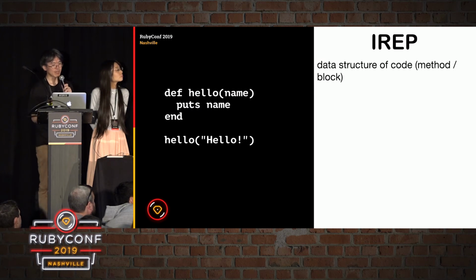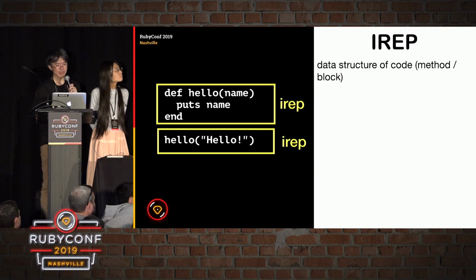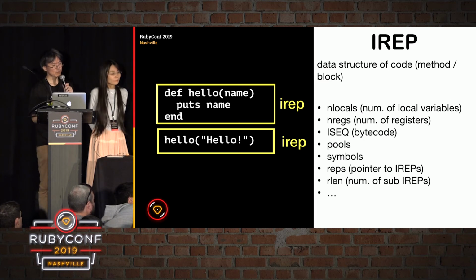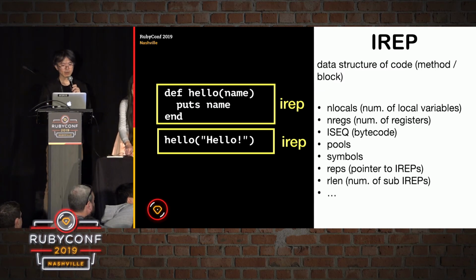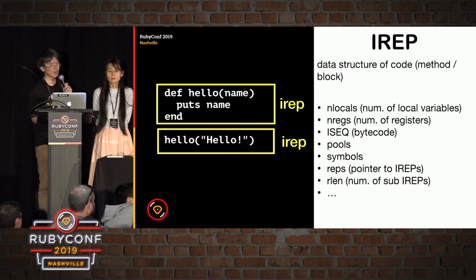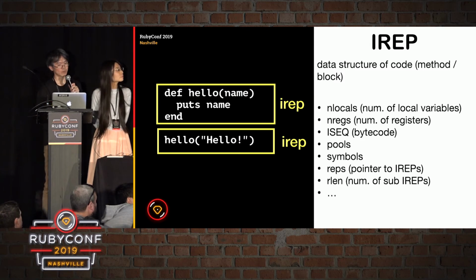Irep is created by dividing Ruby code into methods and blocks. For example, such a method definition and method execution would create 2 ireps. Irep has more information than bytecode. It contains the number of local variables, registers, and symbols used in blocks and methods. Irep can also be nested, so a pointer is provided to do so.